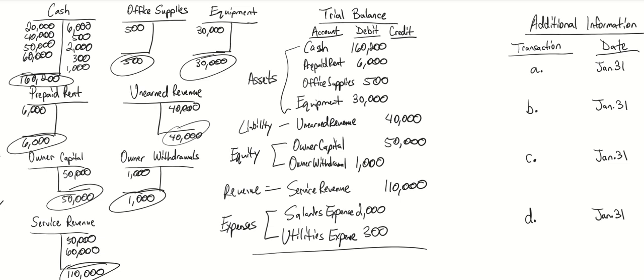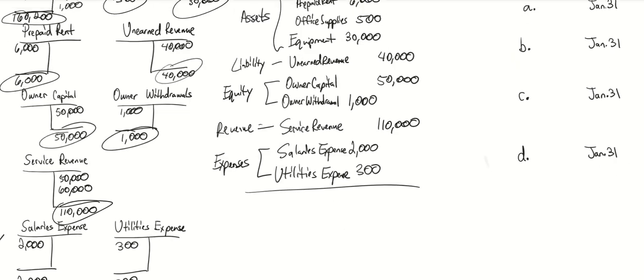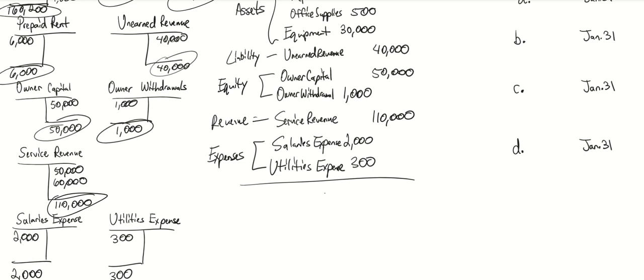Okay, so next thing we need to do is make sure that the sum of our debit column matches the sum of the credit column. So I'm going to start with the debit column, adding everything up. So cash plus prepaid rent plus office supplies plus equipment plus 1,000 of owner withdrawals plus salaries expense plus utilities expense. So this gives me right at 200,000. Right, nice.